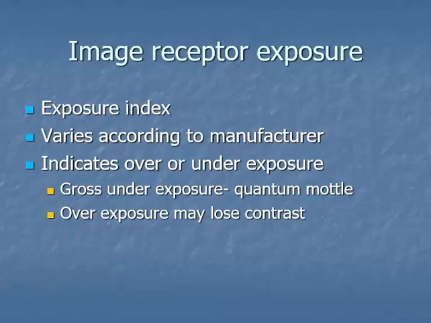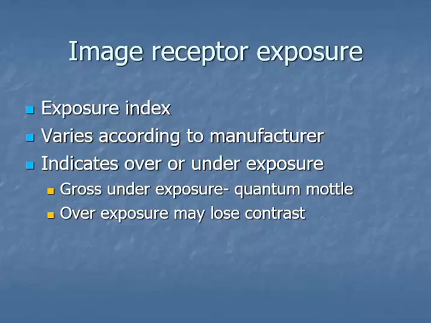So image receptor exposure is your exposure index, and it varies according to manufacturer. Some manufacturers use an escalating scale, some a scale that is inversely proportional to exposure, and some use numbers like 200 to 400, some use numbers like 1 to 5. So you've got to know what your manufacturer represents as their exposure index number, and what it means. What it tells you is overexposure, underexposure, or proper exposure.